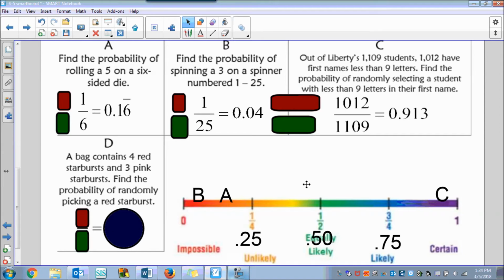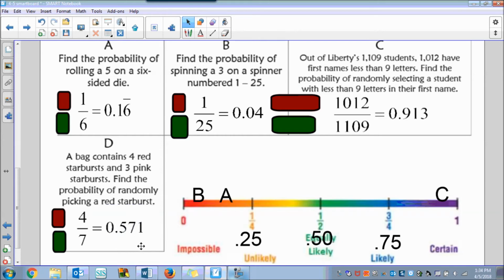For letter D, a bag contains 4 red starbursts and 3 pink starbursts. Find the probability of randomly picking a red starburst. So the desired result is the 4 red ones. The total is all of the starbursts that we have. That's 7 total ones. That's 4 plus 3. That tells us all of the pink and red together. 4 out of 7 is about 57%, 0.571.